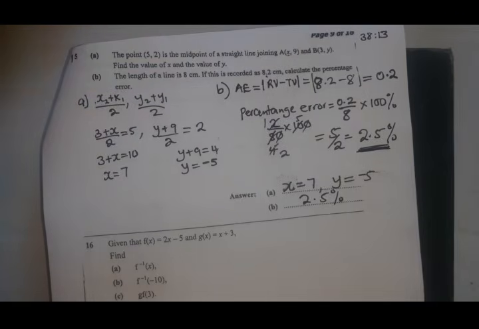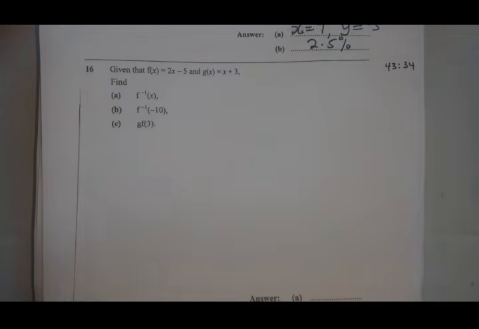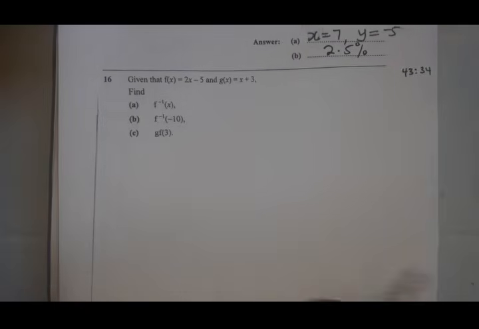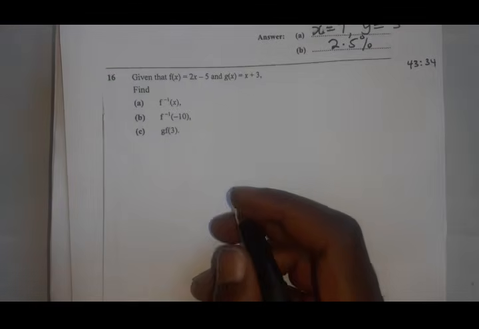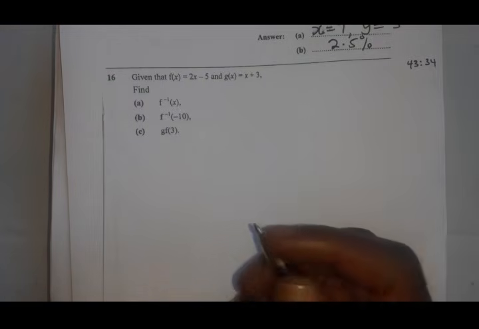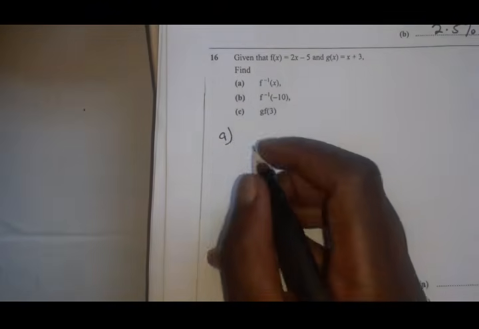Okay. So we come to this question, question 16. We have these two functions, f and g. Then we want to find the inverse of the first one. So (a), how do we find the inverse?